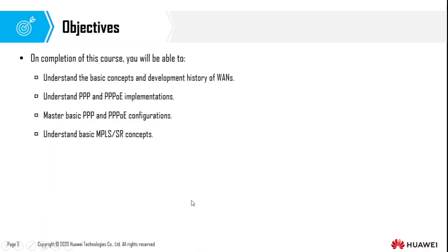By the end of this chapter, you should be able to understand the basic concepts in the development history of WANs, also understand PPP and PPPoE implementations, PPP and PPPoE configuration, and also some basics about MPLS and SR, segment routing.